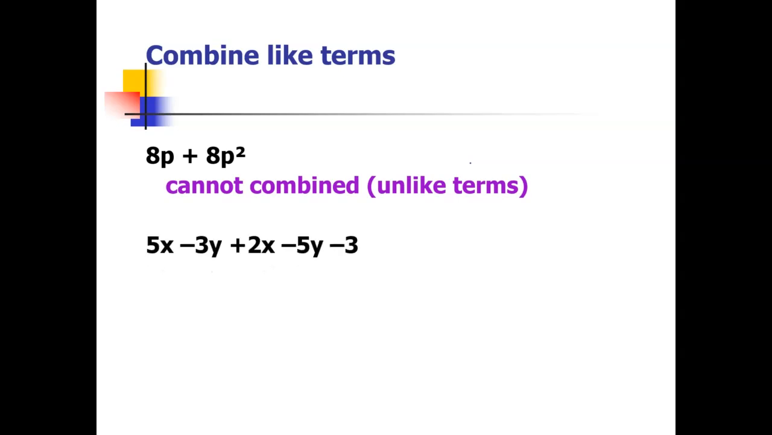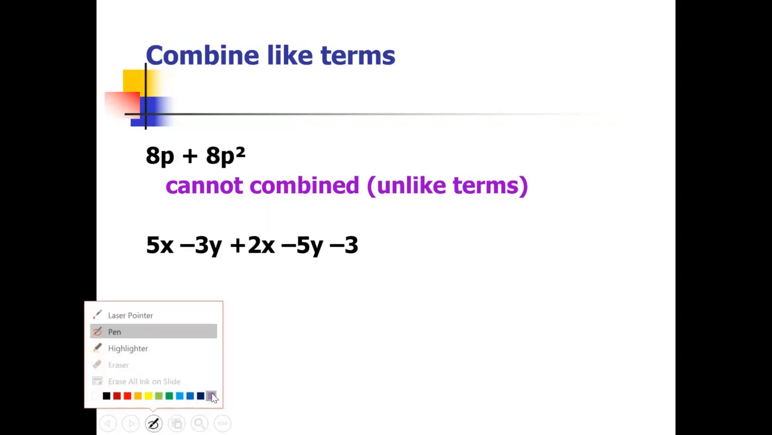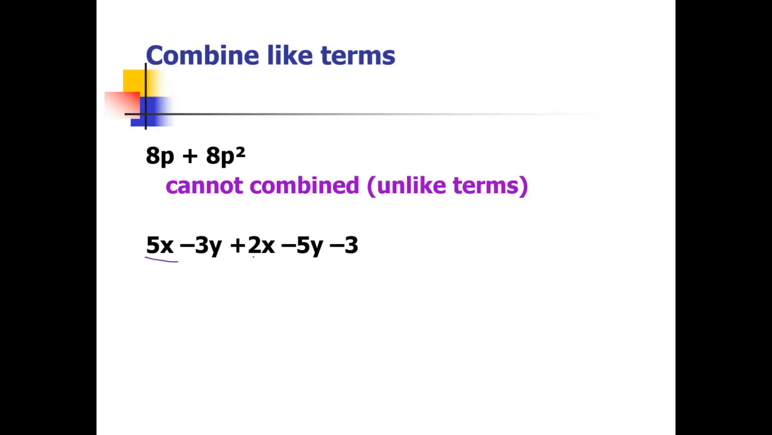Let's try one more. Now in here, we have multiple terms, so before we combine, we need to make sure we're only combining the like terms. So here I have 5x and 2x, I can combine, making it a 7x. Negative 3y and negative 5y I can combine, which makes it negative 8y. Now, negative 3 is the only number I have. I don't see any other number. That will stay as is. So my final answer looks like 7x by combining 5x and 2x, negative 8y by combining negative 3y and negative 5y, and I bring down the negative 3.